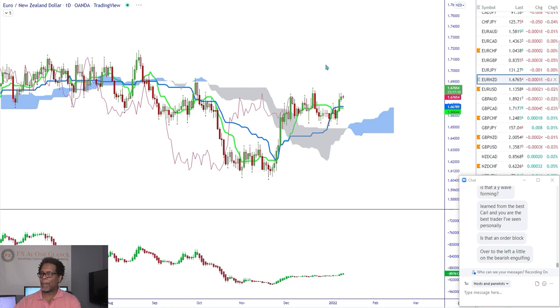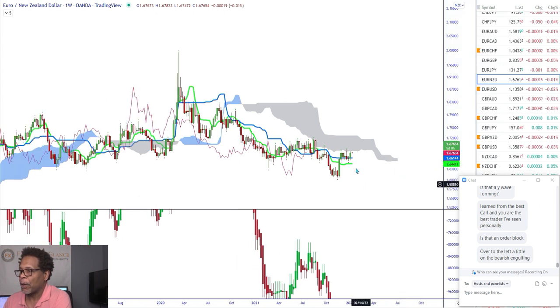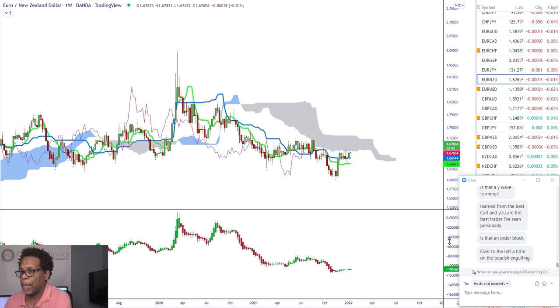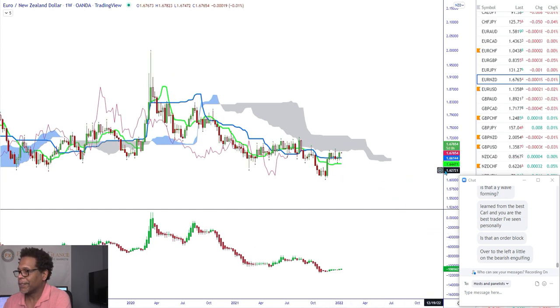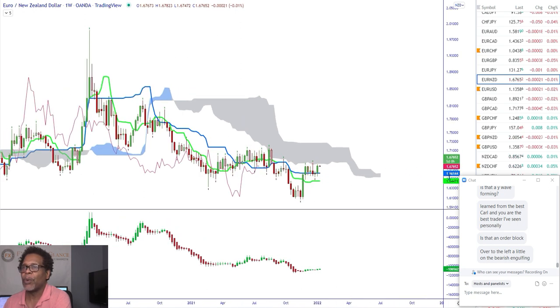Euro New Zealand dollar, weekly, auto, looking like still bearish, broke above the cloud, box this thing in. Well, this would be a weekly. I'm not going to box it in. But if it was on the daily and we were sitting like this, I would say box this in and let's see which way it breaks. Because we're sitting pretty much in here. That's where we are right now.